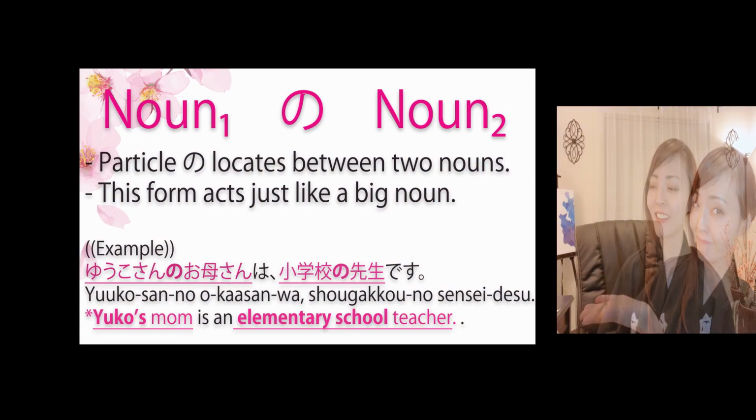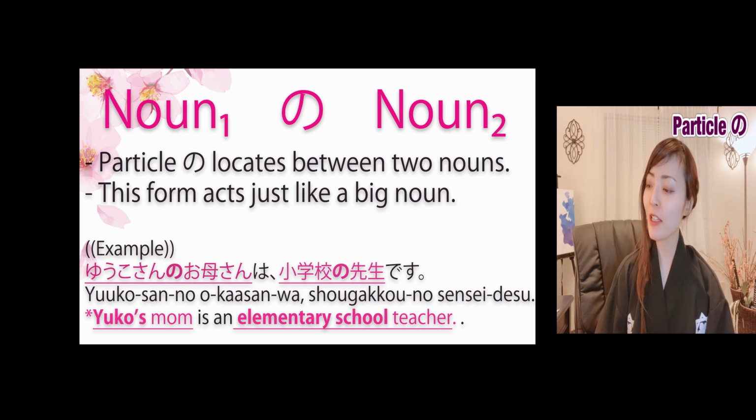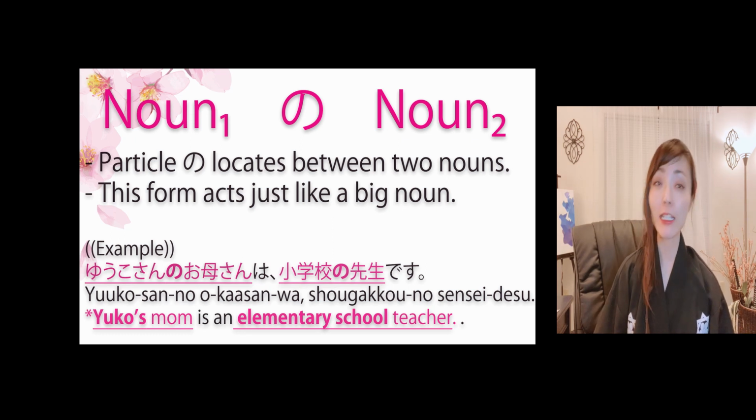Particle no connects two nouns. Usually it appears in this form. So, particle no is located between two nouns. This form acts just like a big noun, like as I said.